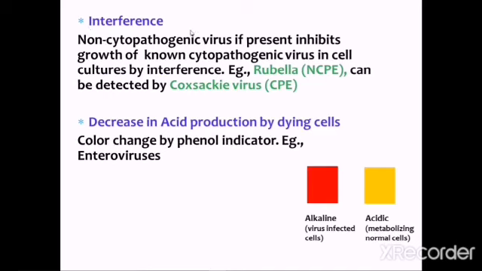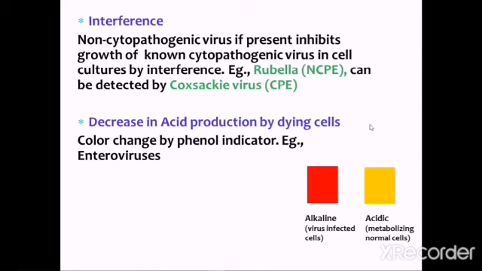There is another method which is called interference. In this case, a non-cytopathogenic virus, for example rubella, if it is present, can interfere with or inhibit the activity of a cytopathogenic virus, with Coxsackie virus as an example.